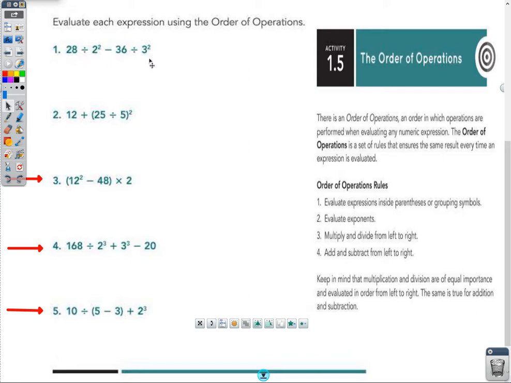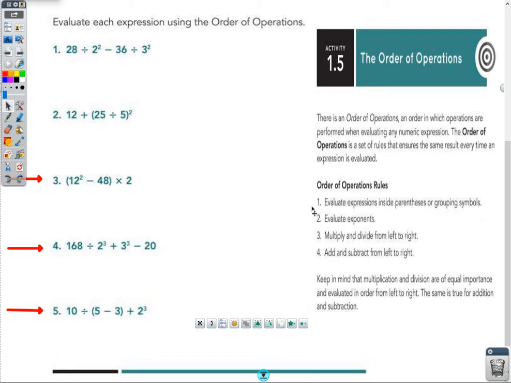be completed? If you gave this to multiple people without the order of operations, you would get multiple different answers. So what happens in the math community is there's something called the order of operations that ensures that everyone gets the same answer when they do the different problems that are presented. So here's the order of operations. It's basically just a set of rules.